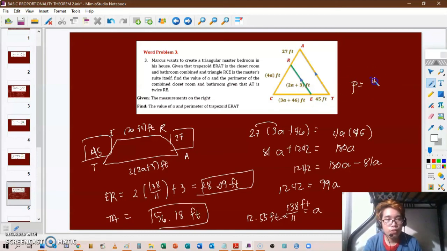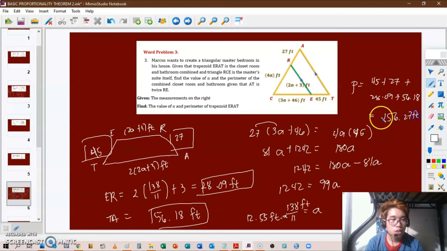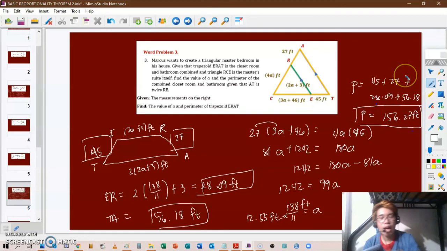So we have 45 plus 27 plus 28.09 plus 56.18. That equals 156.27 feet. So this is the perimeter of the trapezoidal room that we have here for this figure.